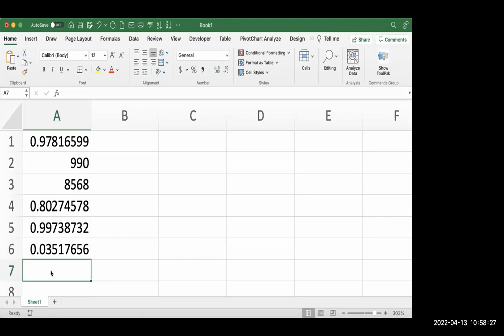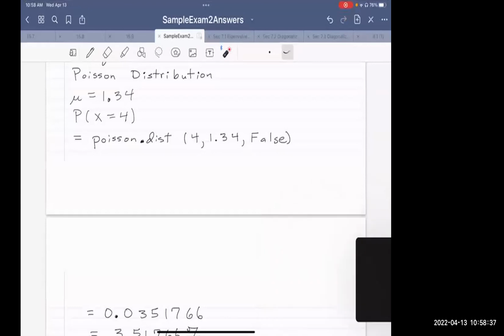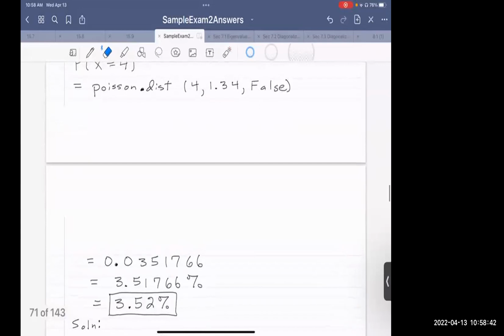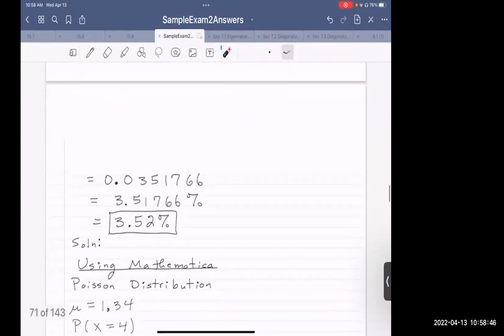And so 0.0351766. So let me type that into my iPad. And so Poisson.dist 4 comma 1.34 false, 0.0351766, moving decimal place 2 places to the right, 3.51766%, round to the nearest hundredth of a percent, 3.52%.